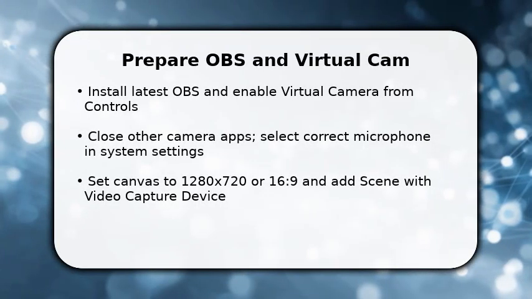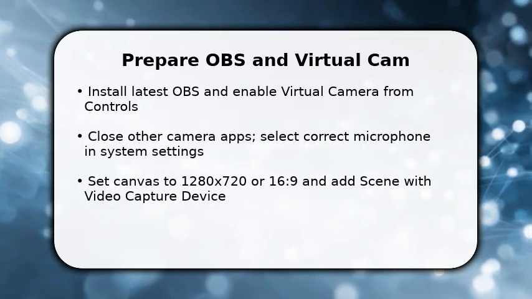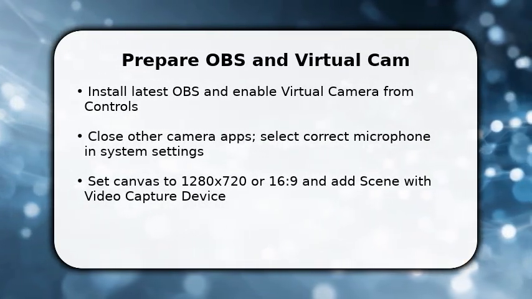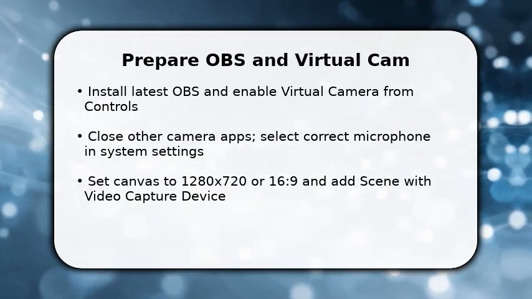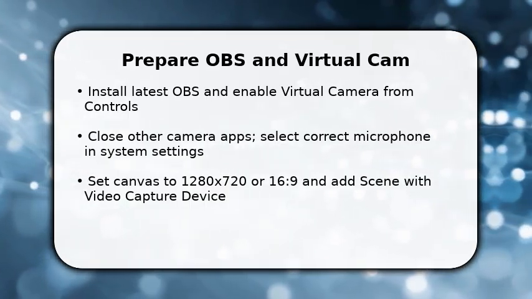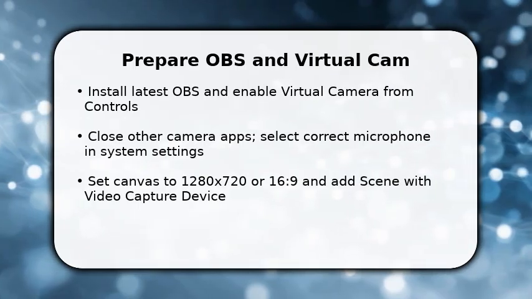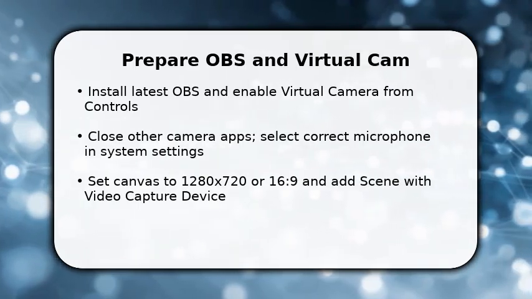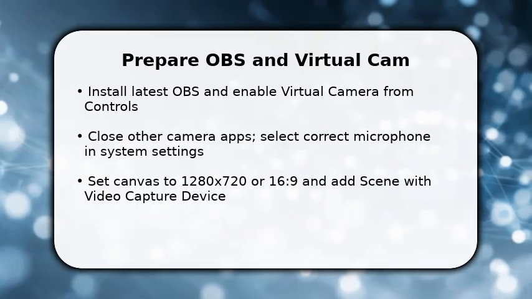You start by getting OBS ready and activating the virtual camera so Google Meet can accept it as a webcam. Open OBS, create a new scene, add your webcam as a video capture device, and set the canvas to 1280 by 720 for consistent aspect ratio.